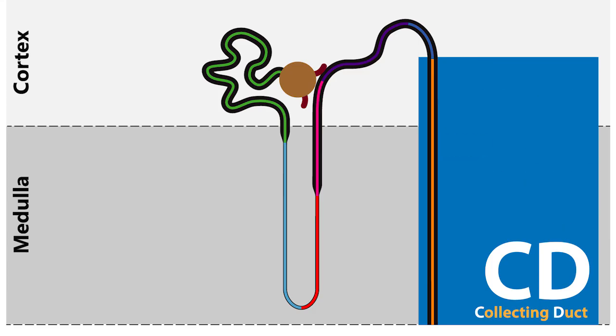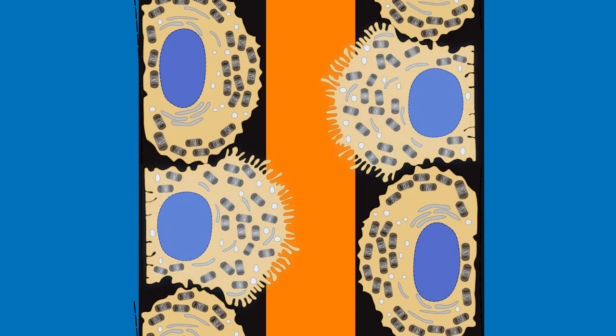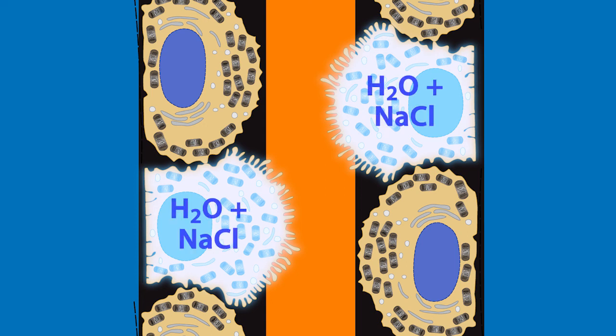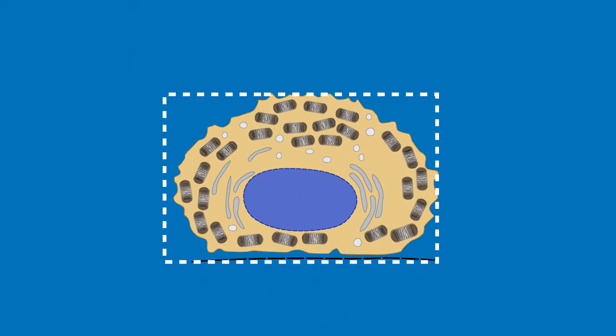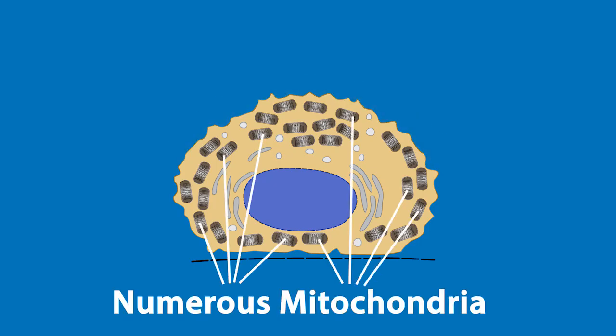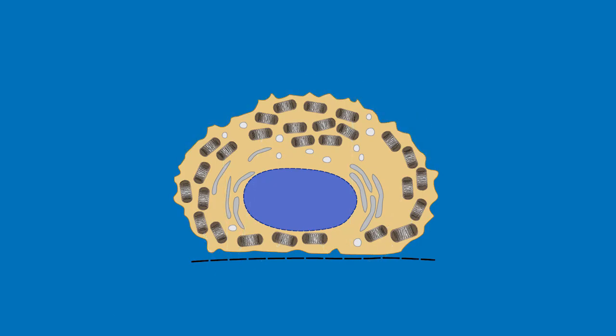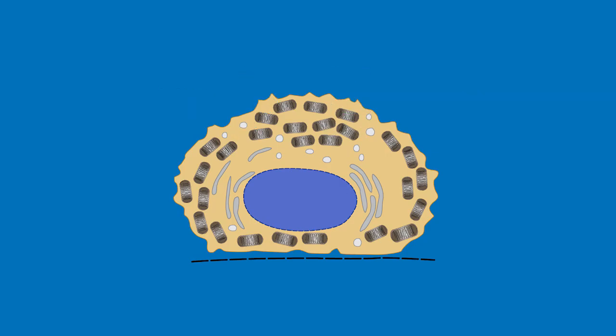Now, the collecting duct is composed of 2 main cell types, principal cells and intercalated cells. Principal cells are involved in salt and water reabsorption, while intercalated cells are involved in acid-base regulation. Intercalated cells are cuboidal with a convex apical membrane that lack microvilli. They have numerous mitochondria, which are distributed throughout the cytoplasm. They generate ATP, which is used to drive the activity of the hydrogen ATPase and the potassium hydrogen ATPase. Furthermore, intercalated cells are subdivided into alpha or type A and beta or type B intercalated cells.